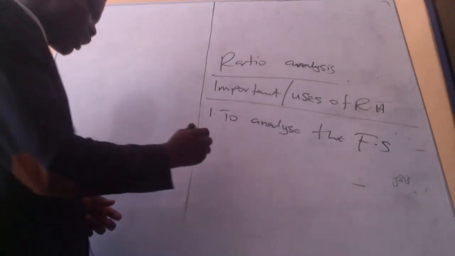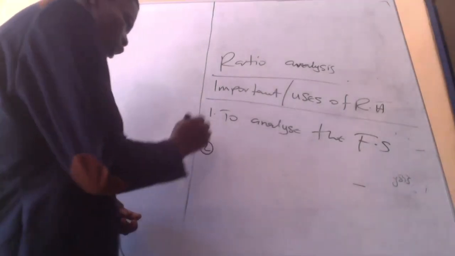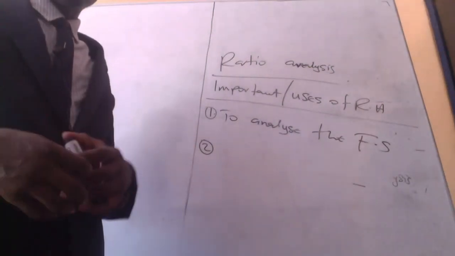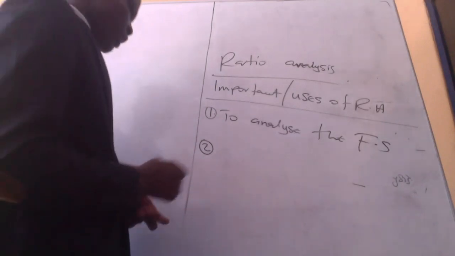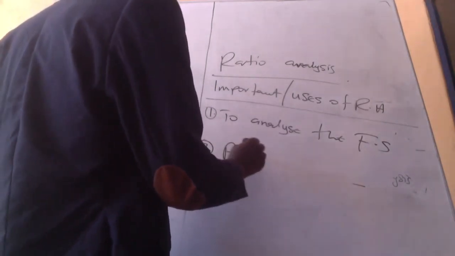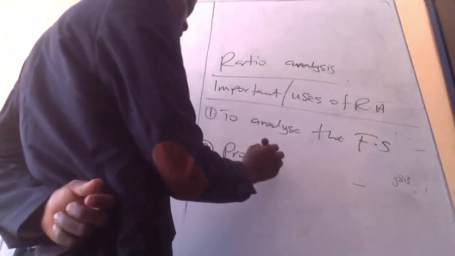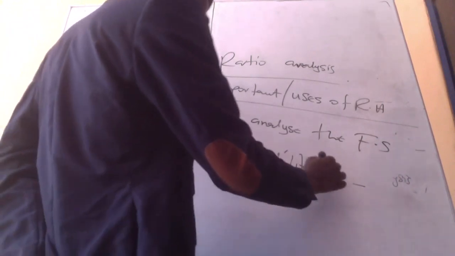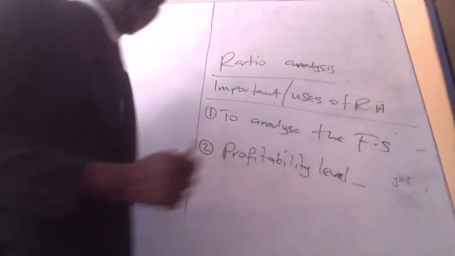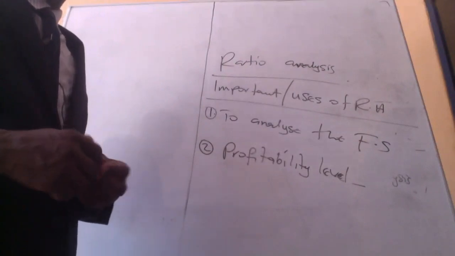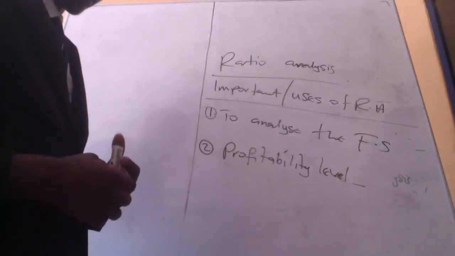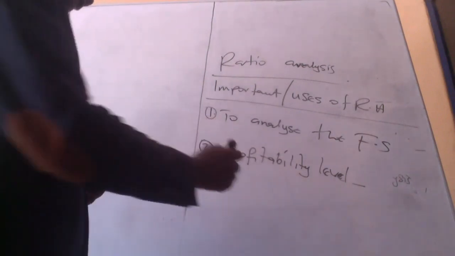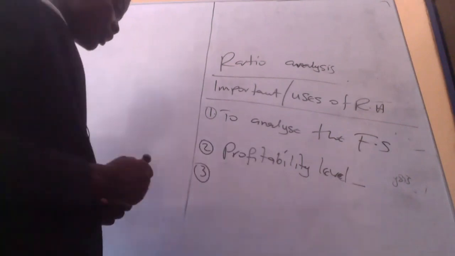Good. Then two, with the help of ratio, we can determine the profitability level of an organization. Take notes, profitability level. Whether you're making analysis on the net profits or the gross profit margins to determine that. Good. Then we go to the third one.